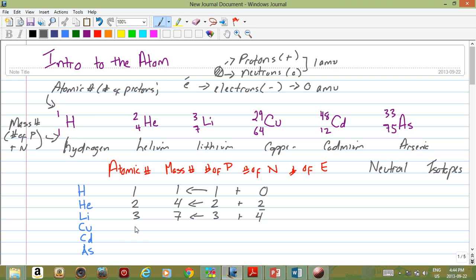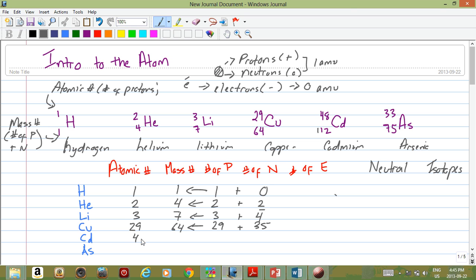Copper has 29 protons, it has a mass of 64, so it has 29 protons, and then 35 neutrons. 29 plus 35 again has to equal your mass number. Cadmium has, sorry, that should be 112. I'll have to double check that.